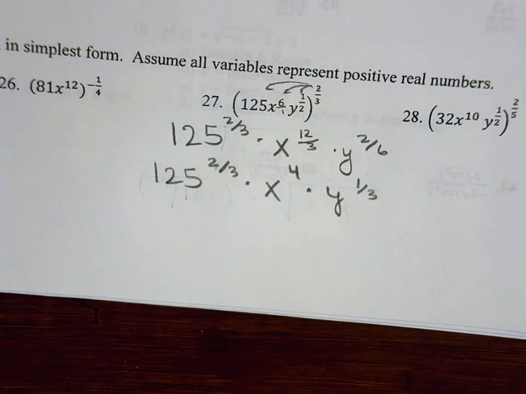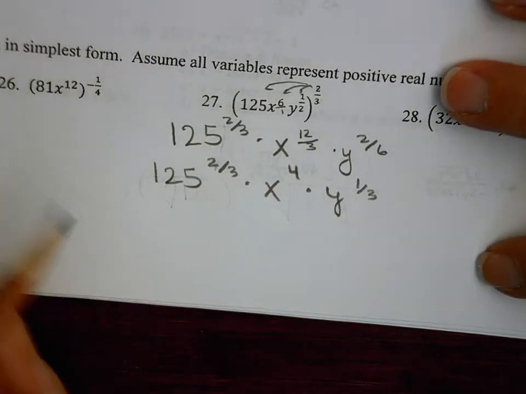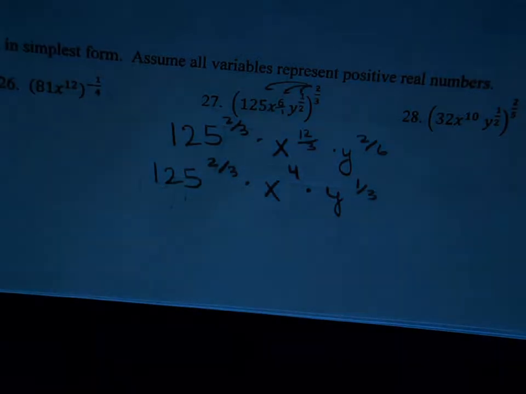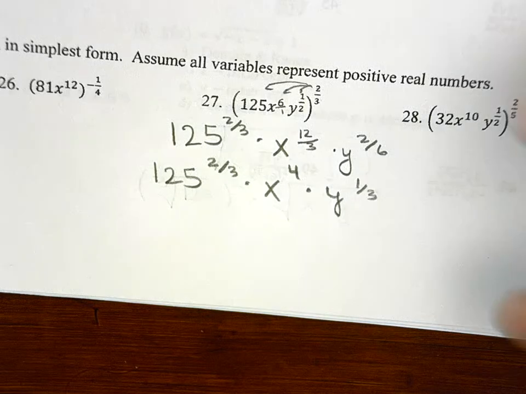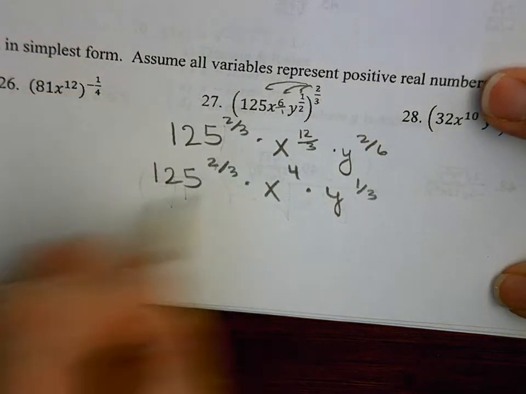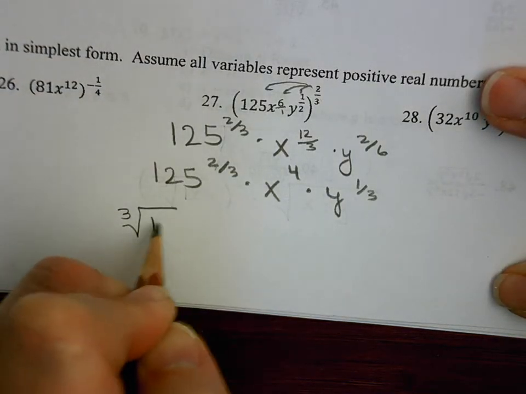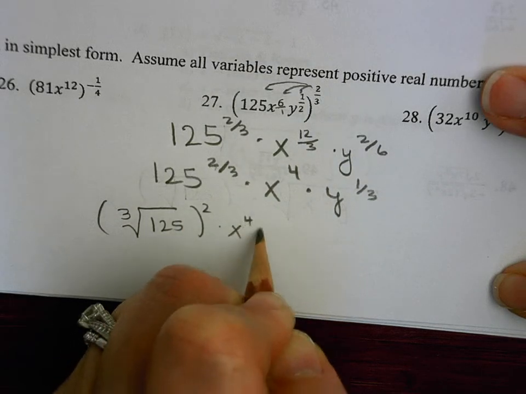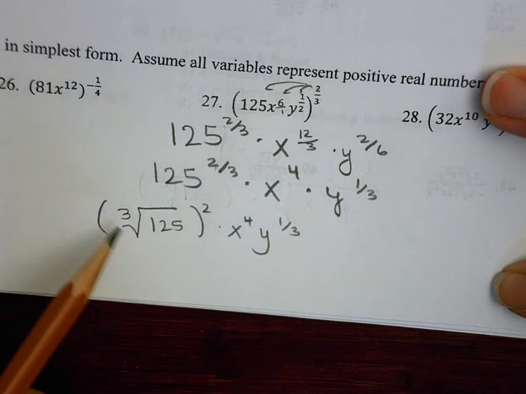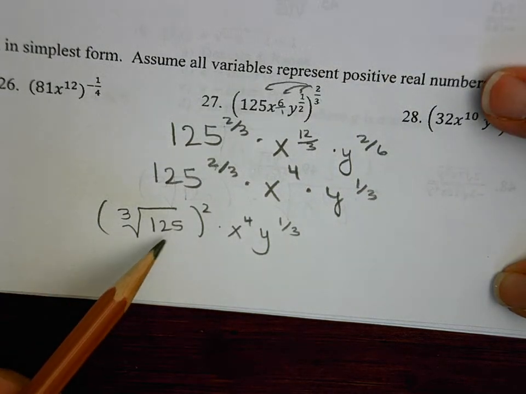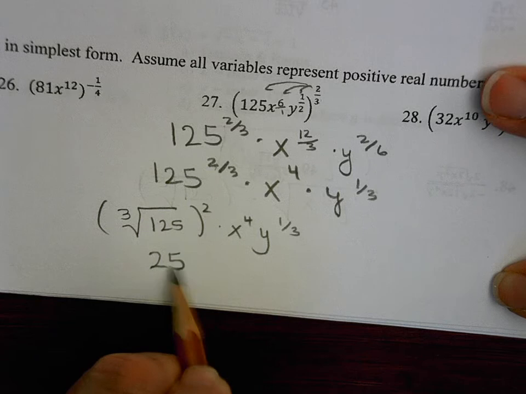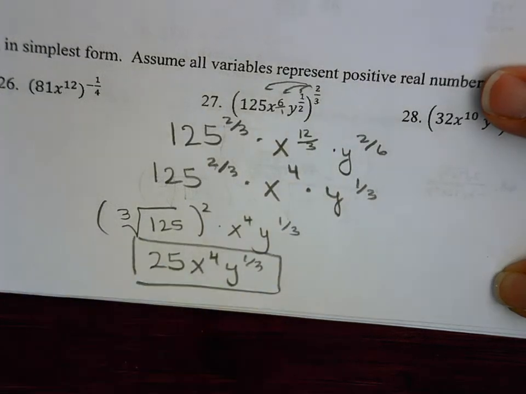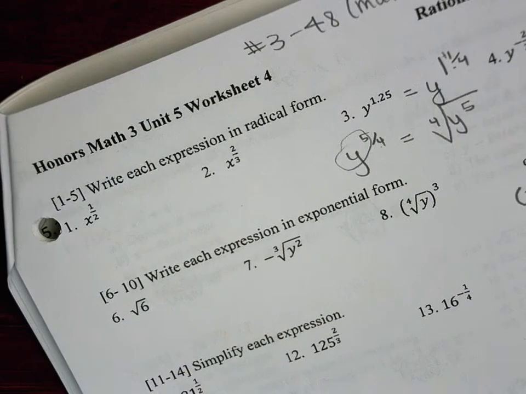Okay, and then now I'm going to go ahead and simplify this part. So this would be the cube root of 125 and then squared, and then I still have x to the 4th and then y to the 1/3. So the cube root of 125 is 5, and then 5 squared is 25. And there's my answer. Okay. All right, and then let's take a look at the back side.